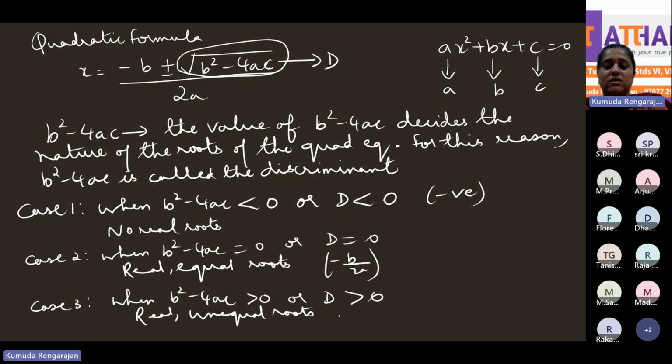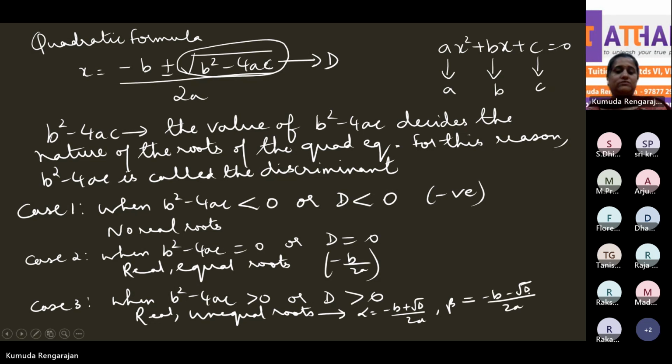See, I'll just write it here. One root alpha is minus b plus root d by 2a, and the other root beta will be minus b minus root d by 2a. So real unequal roots. Equal roots are also called coincident roots. Unequal roots are also called distinct roots.